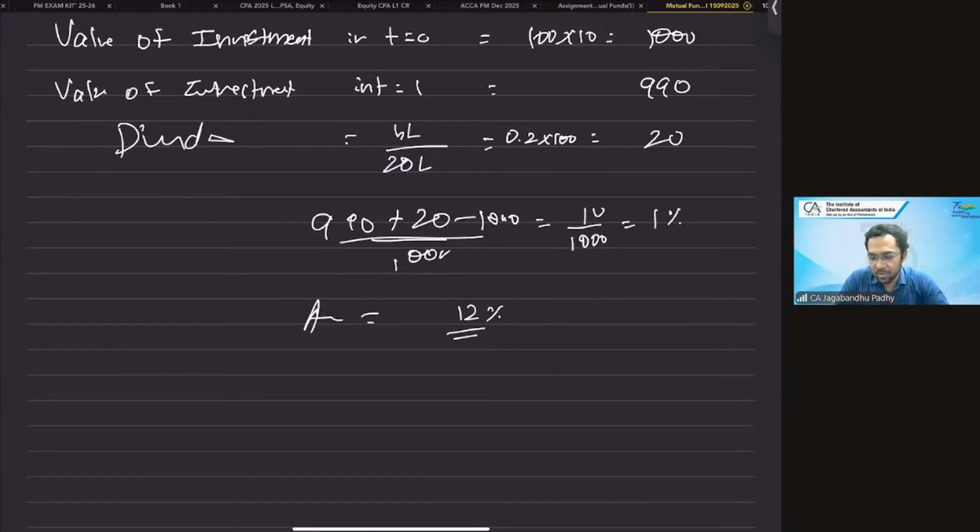When you're having the redemption, you won't get the exit load; rather, you have to pay the exit load. So redemption proceeds will be received and paid. Therefore, you're going to subtract it.